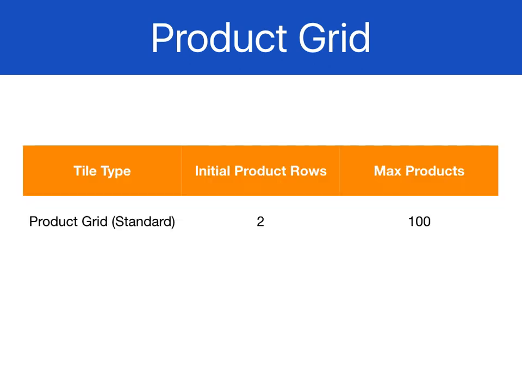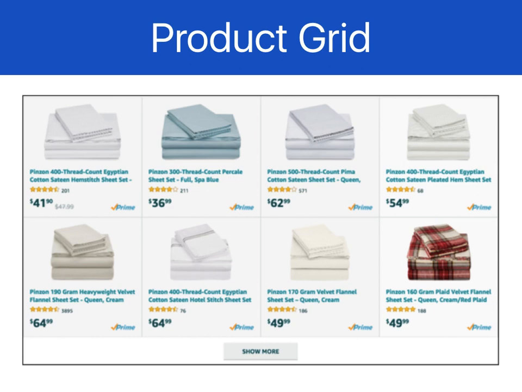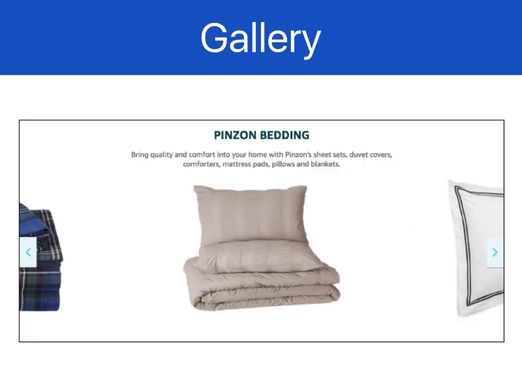Okay. Now here's a table of the product grid requirements. It's pretty standard. The initial product rows is only 2, and the maximum products is 100. Customers will have to click the show more button to expand the grid, to showcase more products.